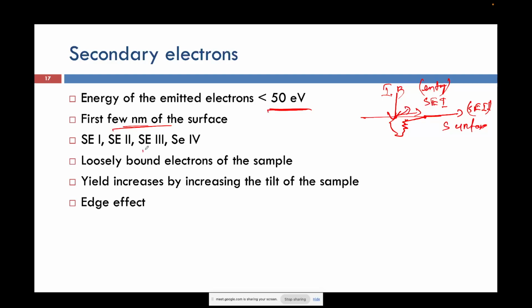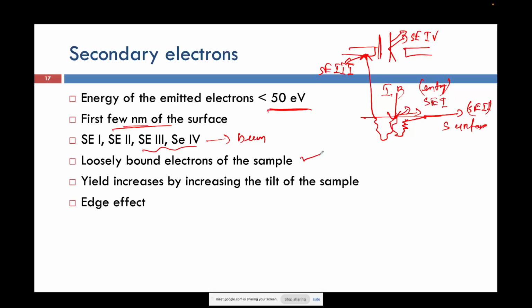Then secondary electron 3 and secondary electron 4 are not associated with the sample, rather they are associated with the beam. Secondary electron 4 is associated with the incident beam coming in. Let's say an aperture is there, and some secondary electrons escape from it, those are secondary electron 4. Once the incident beam interacts and goes out, and the aperture stops it, some secondary electrons come out from the aperture, and they are known as secondary electron 3. Generally, secondary electrons are loosely bound electrons of the sample.